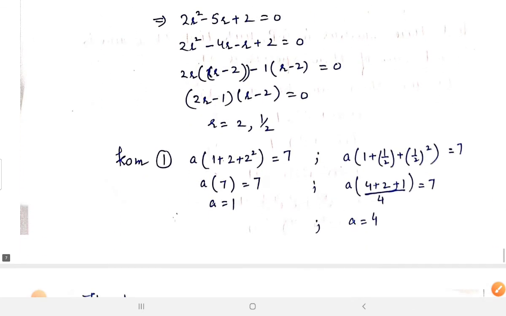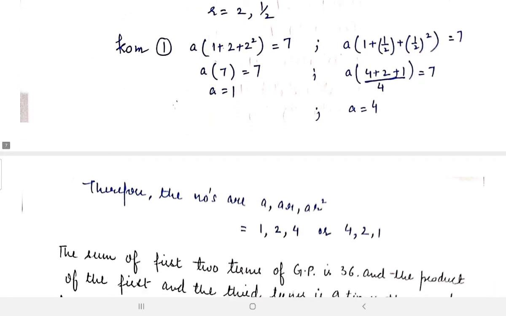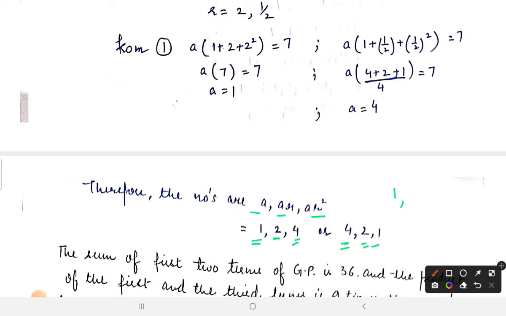Put the value of R in equation number 1 and we will get the value of A, and put the value of R as 1 by 2 in equation 1, we will get the value of A as 4. So the numbers are A, AR, AR square. When A is 1, we have 1, 2 and 4. When A is 4, we have 4, 2 and 1. So the numbers are the same in both the cases. So the numbers finally are 1, 2 and 4.